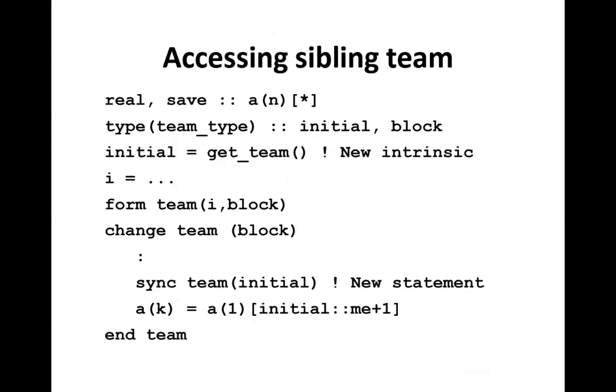You can access data with a new syntax. Here I've formed a team and changed it, and now I want to access some data on one of the other teams. So we've added extra syntax in the square brackets. What I'm accessing here is image me plus one in the team initial, which we set up here. This was the initial team, the team that's really the parent team. So that allows me to address the team that we had before we went into the change team in a simpler way. What I'm trying to say is there are situations where you want the new indexing and situations where you want the old indexing.